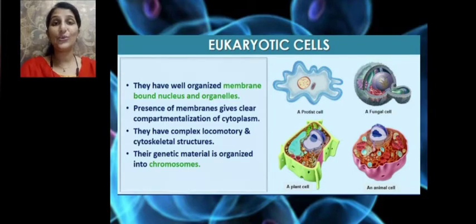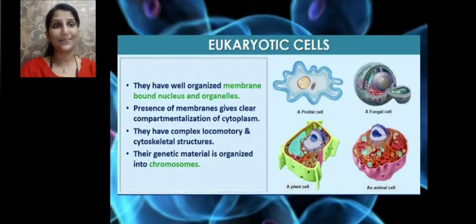That is, the nucleus is bounded by a membrane, and also the cell organelles are bounded by a membrane. So they are having an organized membrane bound nucleus and organelles. Due to the presence of this membrane, it gives clear-cut compartmentalization of the cytoplasm. And the genetic material in the case of eukaryotic cell is organized in the form of chromosomes in which the genes are present.